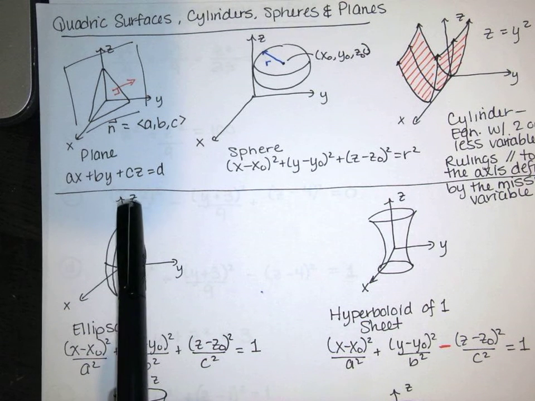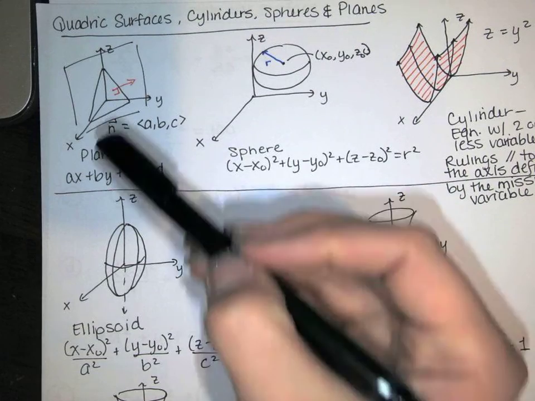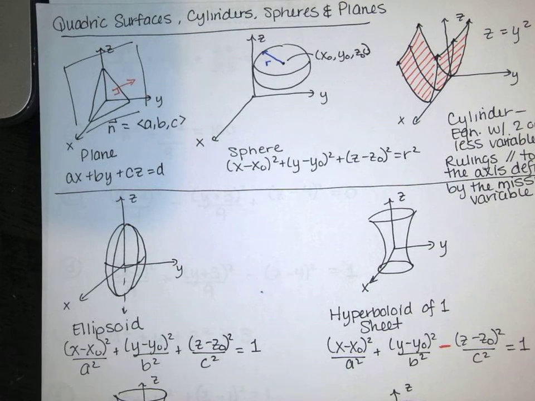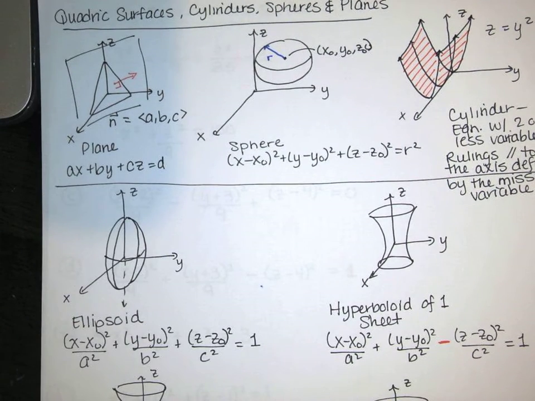When we're trying to sketch these, we usually can't sketch the whole thing. Usually the best we can do is draw the little triangular slice that we see in the first octant. So this is what we'll see again and again as we're sketching planes.